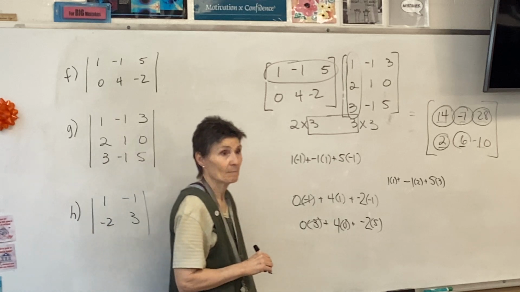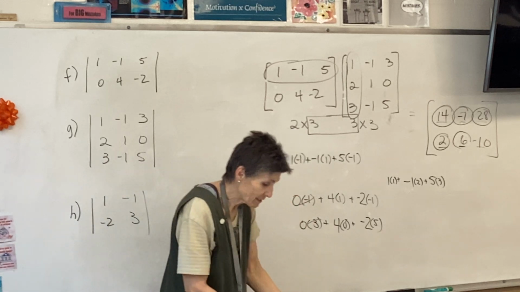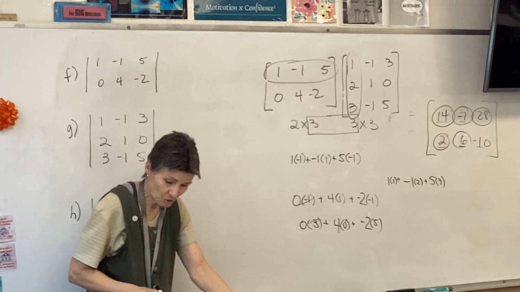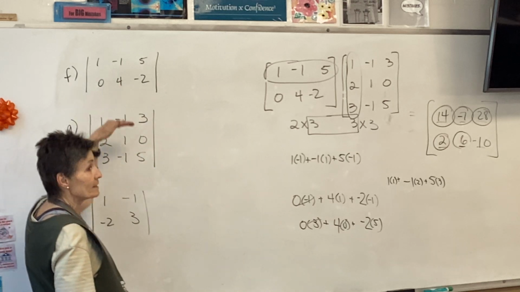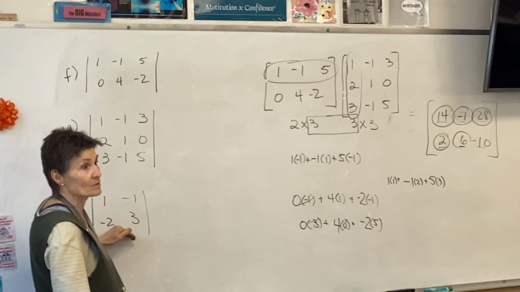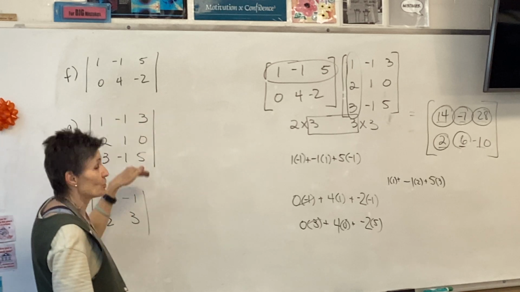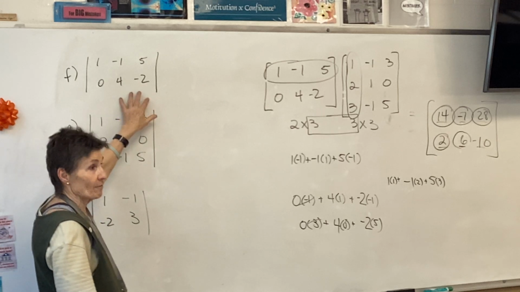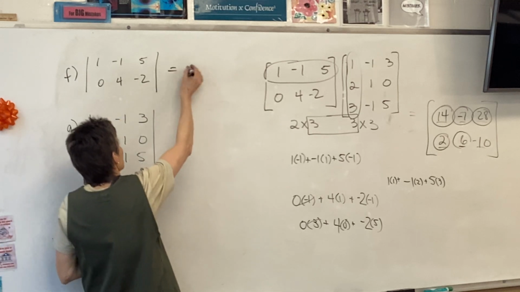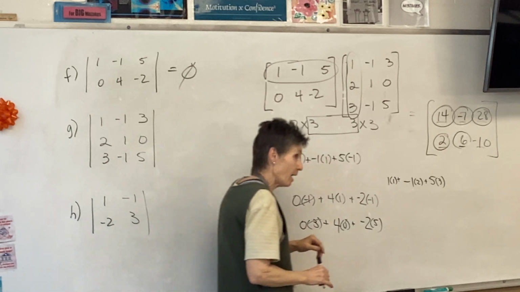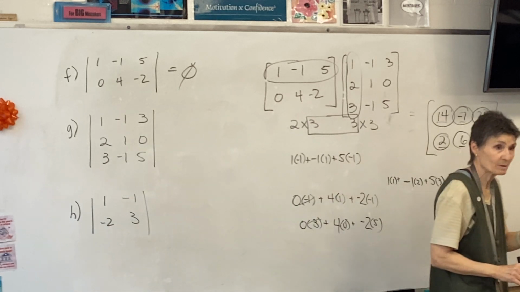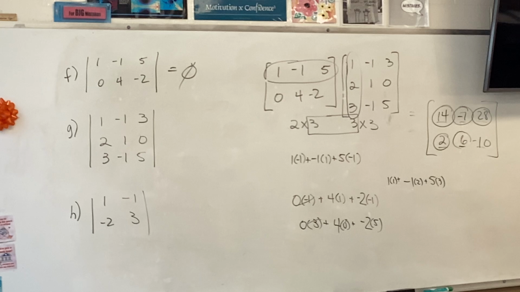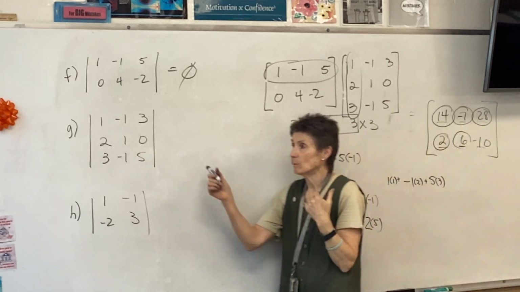Everybody all right? All right, now we're going to F, G, and H, which are all determinant problems. Let's look at F. The answer is none, because we just talked about determinants only happen when you are square, and it's not square.